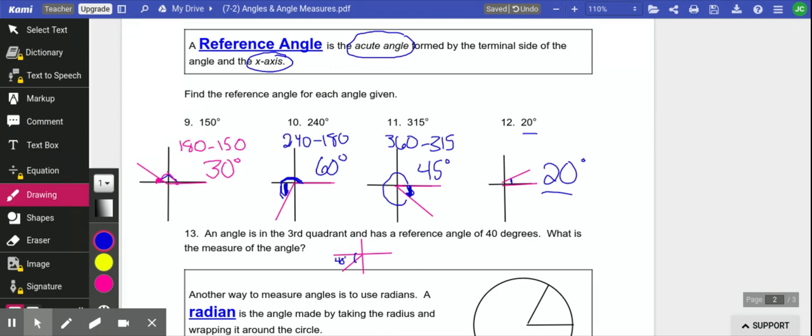We want to know the measure of the angle. So what is this angle when we measure it all the way from standard position? Well, this is pretty easy to see. It's going to be 180 plus 40. So this is a 220-degree angle.